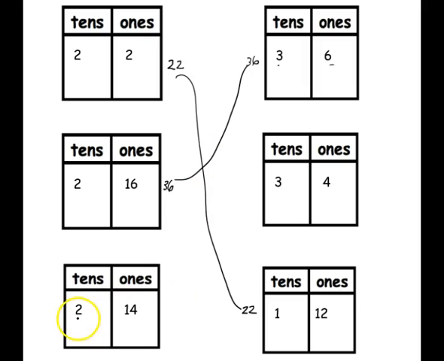In my last box, I have 2 tens and 14 ones. 14 has another group of 10 in it, so that means I have 34 altogether, and that would match this middle box that has 3 tens and 4 ones, or 34.